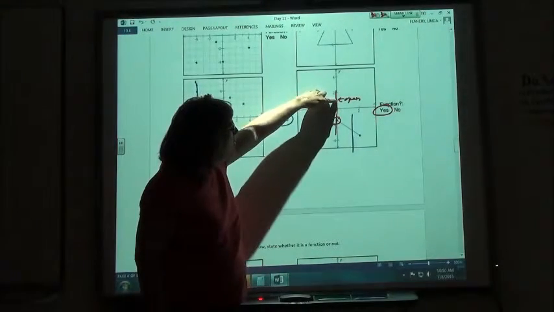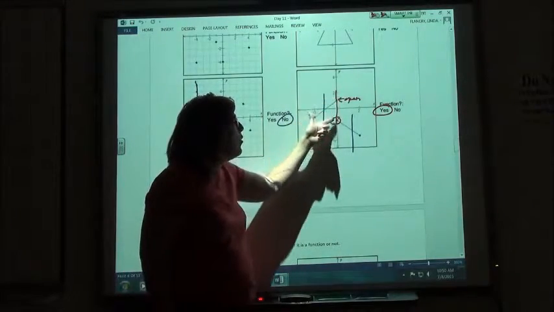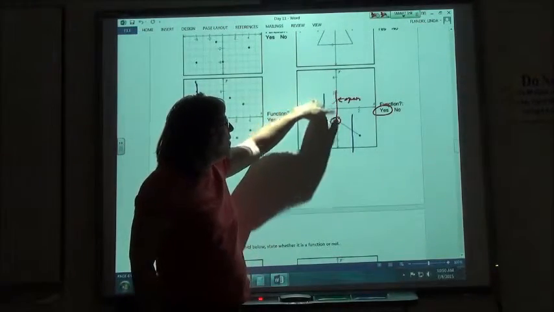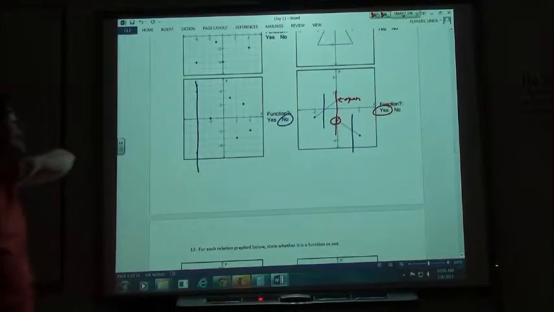If this was a filled-in dot and that was a filled-in dot, then it'd be a no because I'd be touching both points. But since this one's open and that one's closed, we're good. It's still only touching once. Yes, it is a function.